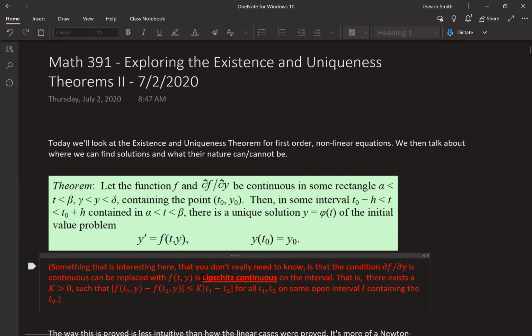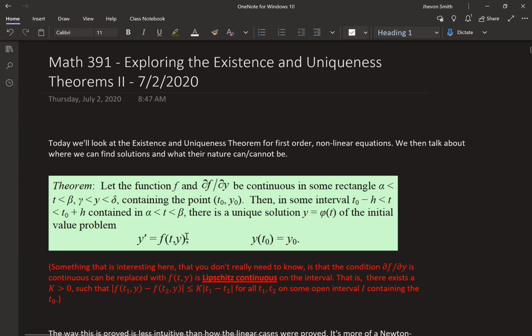However, I do mention something here. Instead of the condition that the partial with respect to y is continuous, you could take just the fact that the function is Lipschitz continuous, and that just means this definition right here. But you don't have to worry about that. Chances are, not guaranteed, but chances are if you're not a math major, at this point, you would have never even heard about something called Lipschitz continuous, and you probably never will. So we don't have to worry about it too much. But that's another condition that we could have.